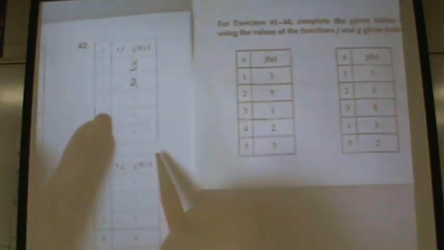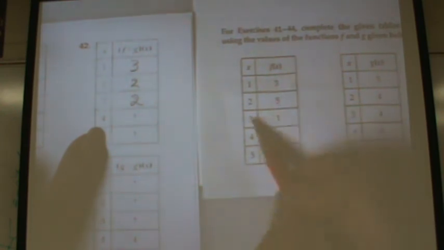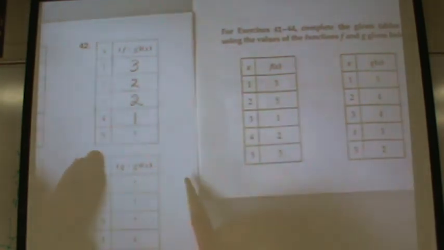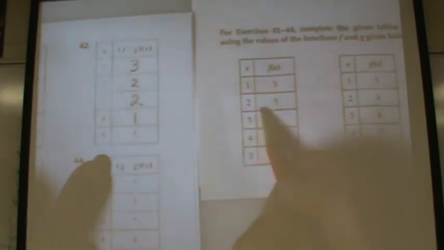2 goes into g, you get a 4. 4 into f, you get a 2. 3 into the g function, you get a 4. 4 into f, you get a 2. 4 into g, you get a 3. 3, you get a 1. And 5 into g, you get a 2. 2 into f, you get a 5.